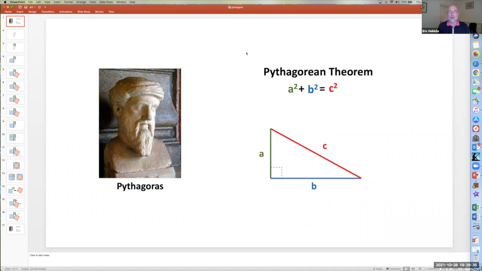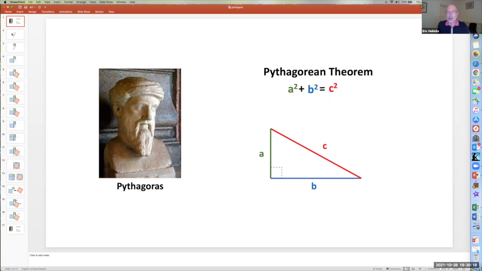Pythagoras was a Greek philosopher who lived about 2,500 years ago. We know him primarily for the famous Pythagorean Theorem, which refers to a triangle that has a right angle at its base with sides of length A, B, and C. And the Pythagorean theorem tells us that A squared plus B squared is equal to the length of the hypotenuse, C squared.